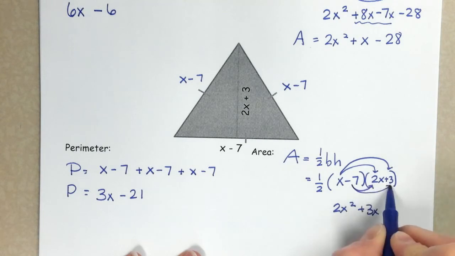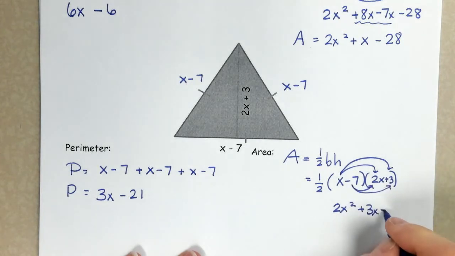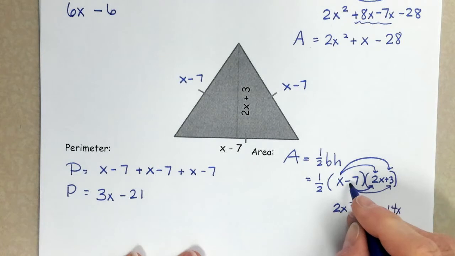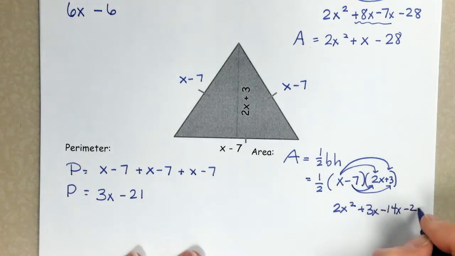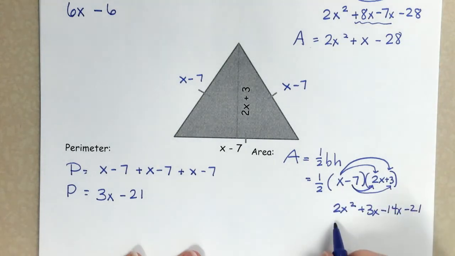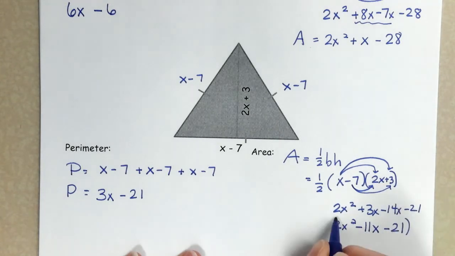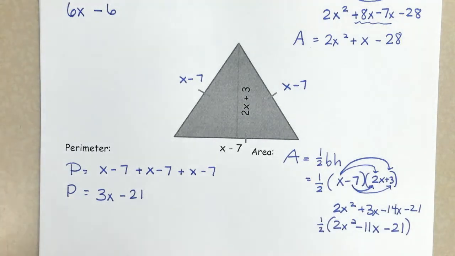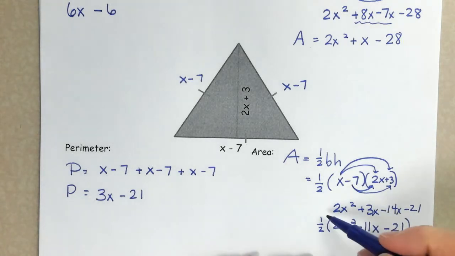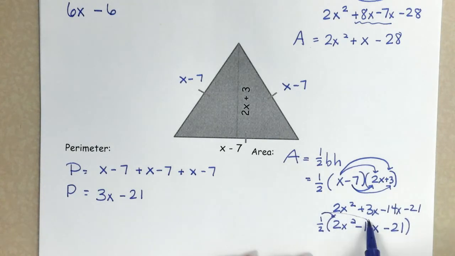Distribute the negative 7 now, so negative 7 times 2, so negative 14x. And negative 7 times 3, so negative 21. I'm going to go ahead and combine my like terms, so I have a negative 11x. Remember, do not change your exponents when you are adding. And I'm going to bring down the 1/2 because now I have to multiply by it. So you can use 0.5 if you really must to multiply.